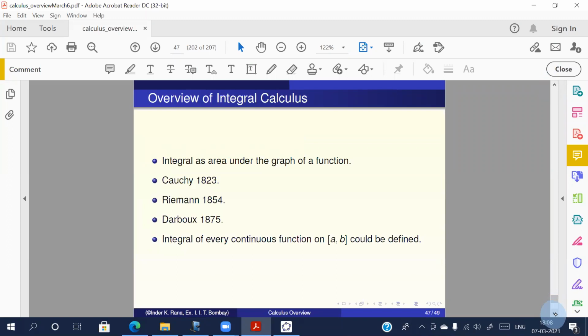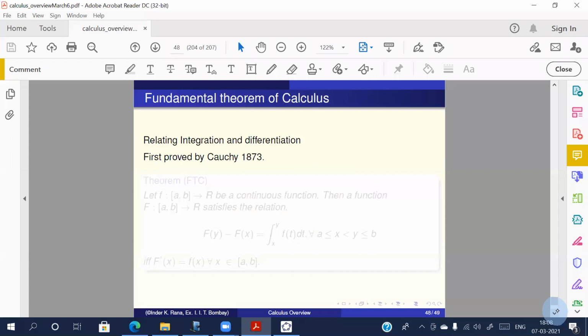I won't go into all the properties of integrals, but let me describe what is called the fundamental theorem of calculus, and that is the theorem which brings the two theories, differential and integral calculus, together in one result. This was conceived by Riemann and earlier workers. They believed in this theorem, but nobody had a proof of that. Cauchy first gave a proof in 1873, and so here is the theorem.